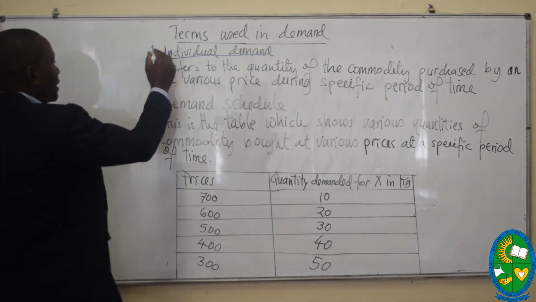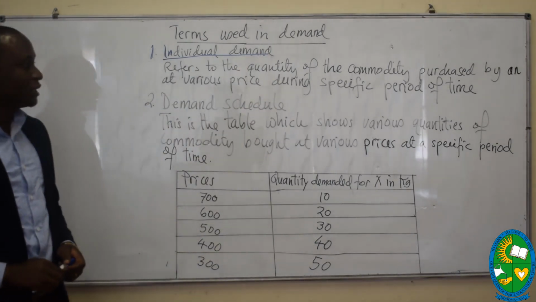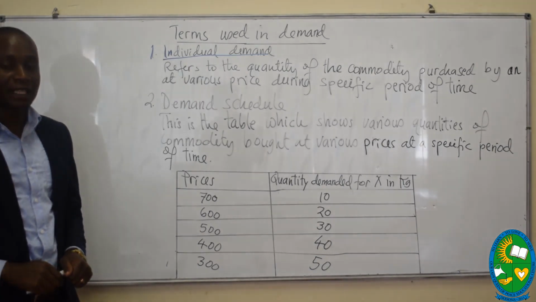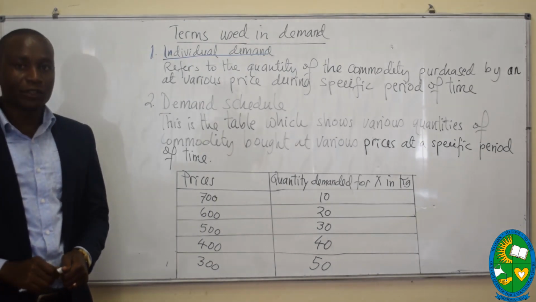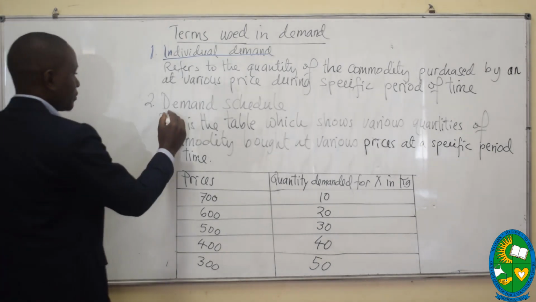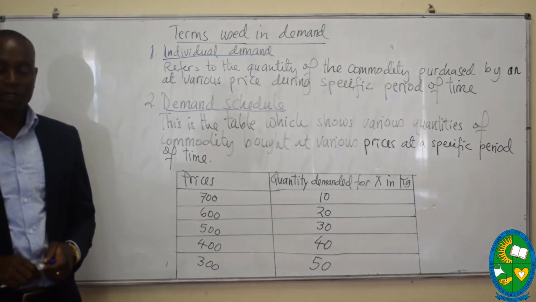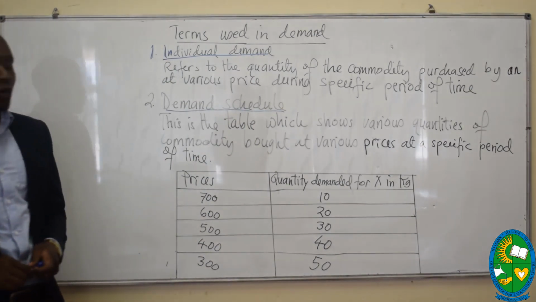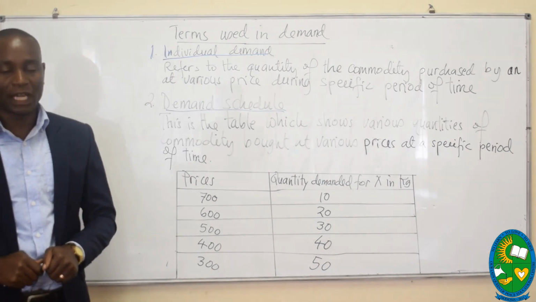Individual demand refers to the quantity of a commodity purchased or bought by an individual at various prices during a specific period of time. That is individual demand. The second term is demand schedule. What is a demand schedule? A demand schedule is a table which shows various quantities of a commodity bought at various prices at a specific period of time.